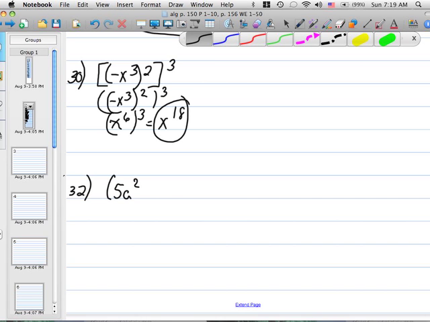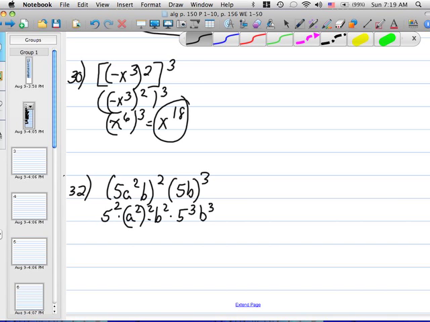And 32, you have 5a squared b, that product squared, and the product 5b cubed. Everything inside is squared, so 5 squared times a squared taken to the second, and b squared. And the second product, the 5 is cubed, and b cubed. Everything inside taken to the third.